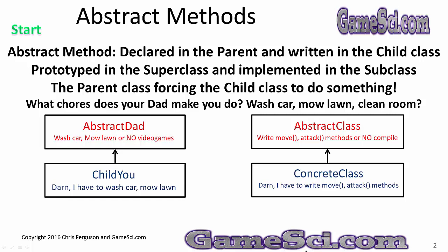Abstract classes issue orders. They order the child class. I want you to write a move method. I want you to write an attack method. And if you don't do that, I will not let you compile. The concrete classes, again, are the ones we build objects out of. The concrete classes complain and say, well, I have to write the move method. I have to write the attack method. That's all an abstract method is, a method declared in the parent class that the child class is forced to do. If your parents have ever made you clean your room, you understand what an abstract method is.